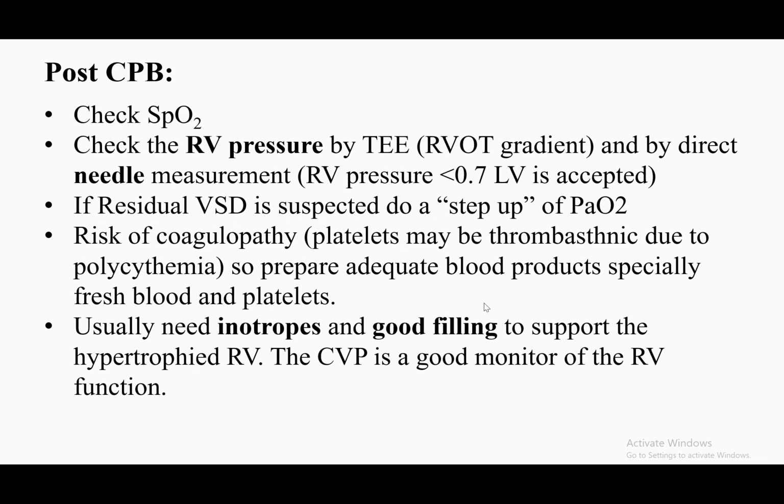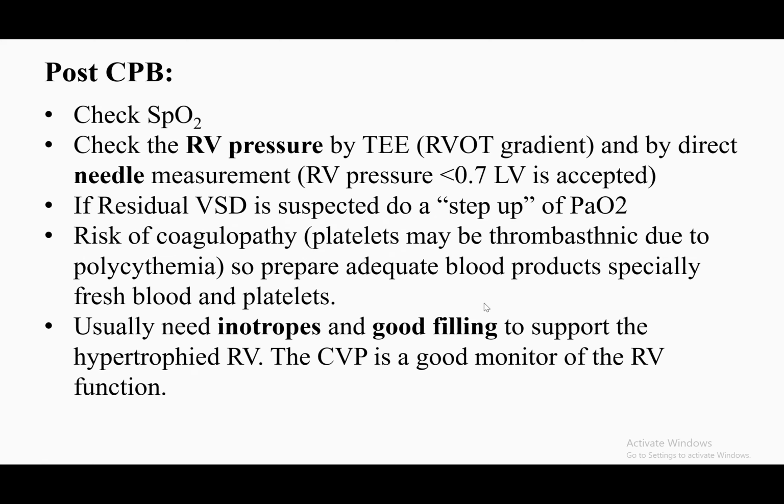Post-cardiopulmonary bypass, we check the oxygen saturation. We check the RV pressure directly, either by TEE, the RVOT gradient, or directly by a needle inserted into the RV and connected to a transducer to measure the pressure directly in the RV. The RV pressure should be less than 2/3 of the LV pressure or the aortic pressure.